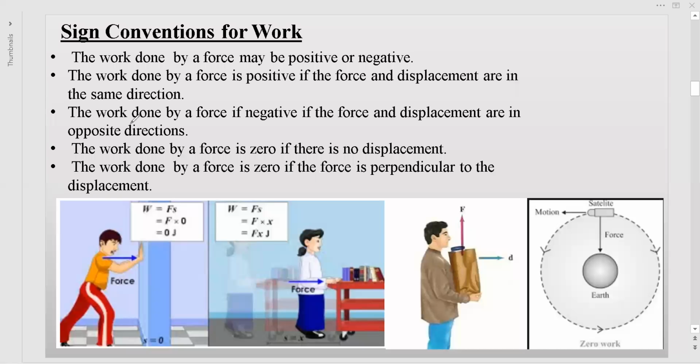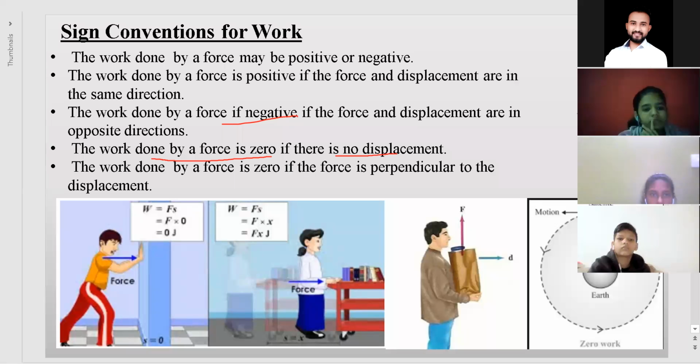So we discussed the examples of negative work done. Now the work done can be zero also. There are two cases in which the work done becomes zero. The first case is this one: work done by a force is zero if there is no displacement.